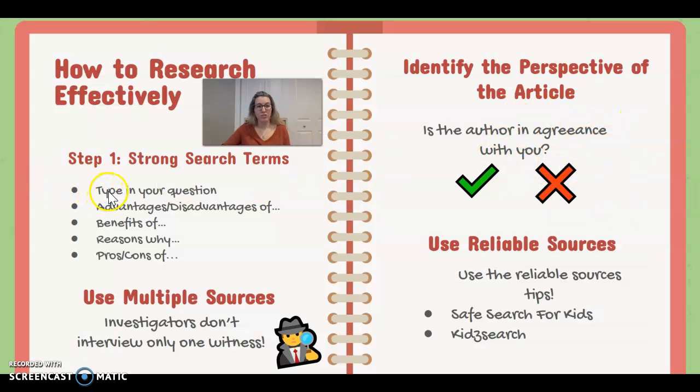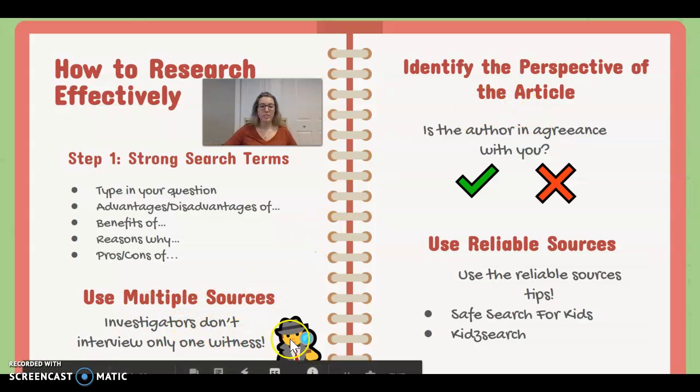So if I were to search, should kids play sports, I might open up an article and it might all be negative information about why kids should not play sports. And in that case, the perspective of the article will not be in agreement with me, and I won't be able to use that information for my reasons. So it's very important to make sure that the perspective of the article also is in agreement with you. Now, you need to be using multiple sources.